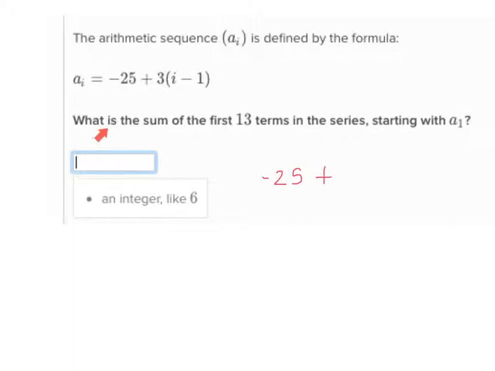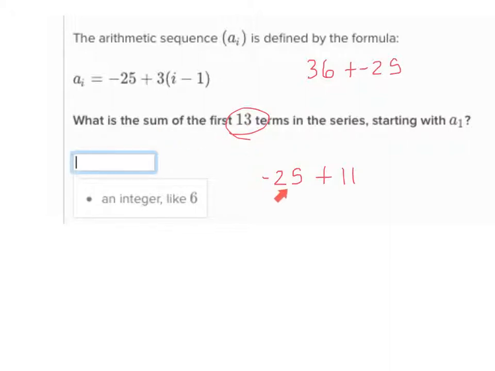This says, what is the sum of the first 13 terms? So in for i right there, I need to put a 13. 13 minus 1 is 12. 12 times 3 is 36, plus -25 gives me 11. So my 13th term would be 11. But they don't want to know what my 13th term is. They want to know what the sum of all 13 terms is.